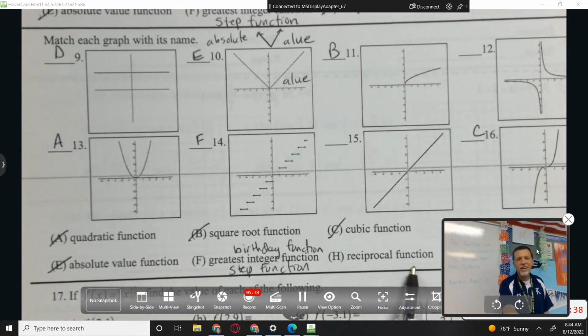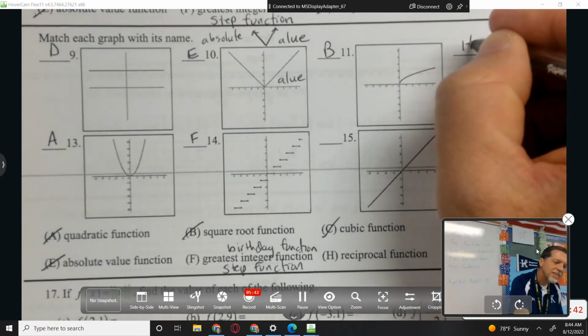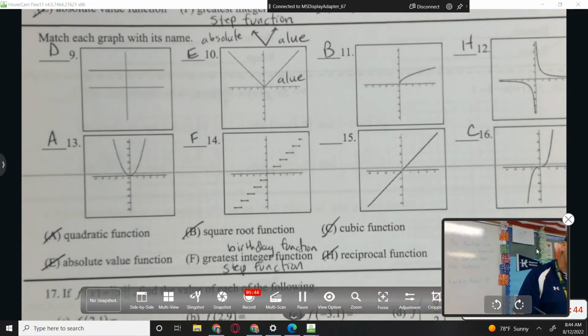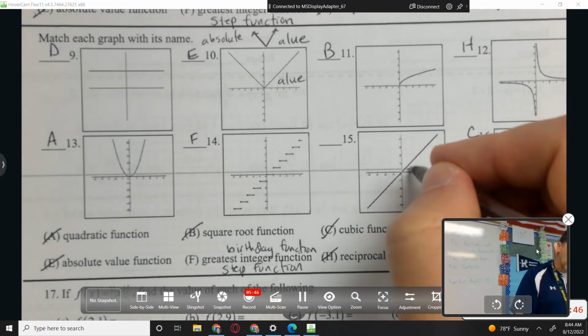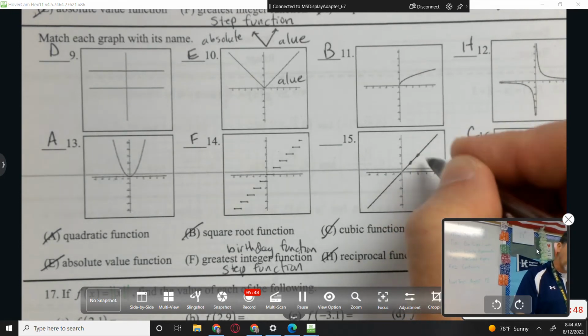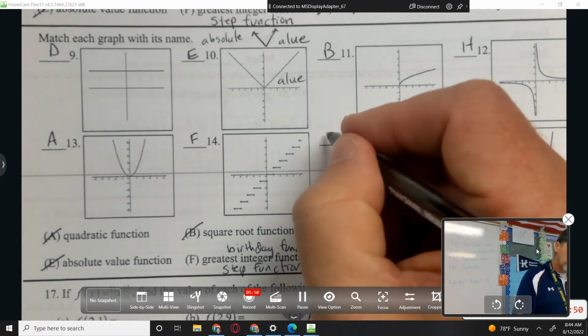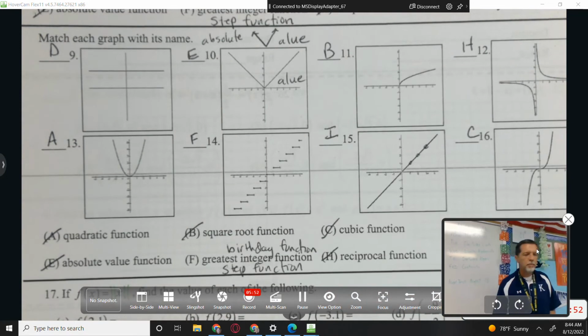There's only 2 left. And one looks like a line, so it must be 12. And then the identity function, again, that means if x is 1, y is 1. If x is 2, y is 2. They're identically the same, so that's 15.